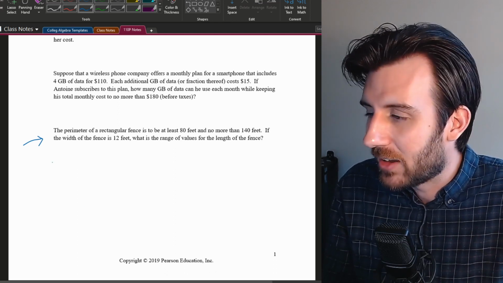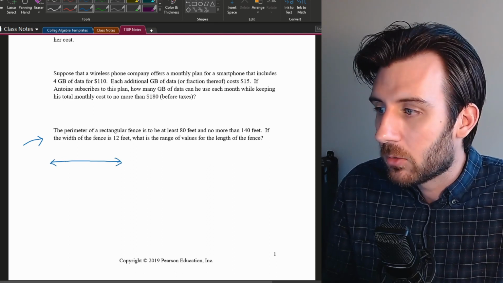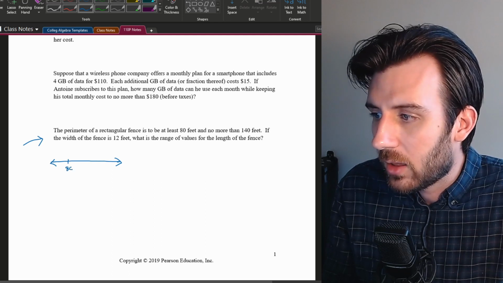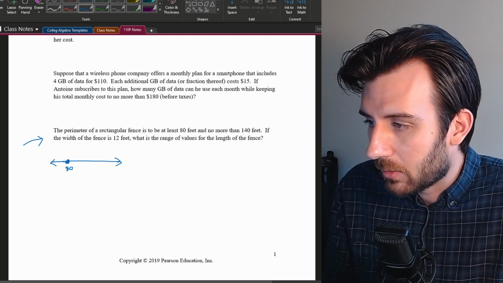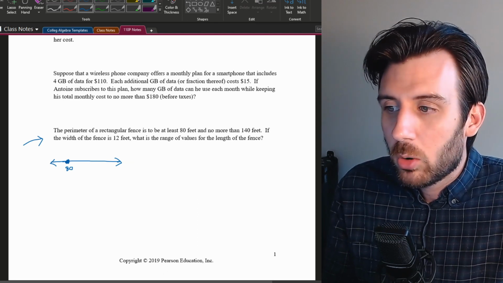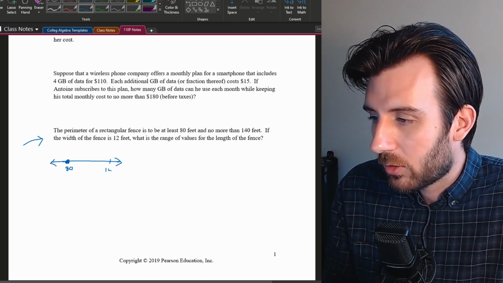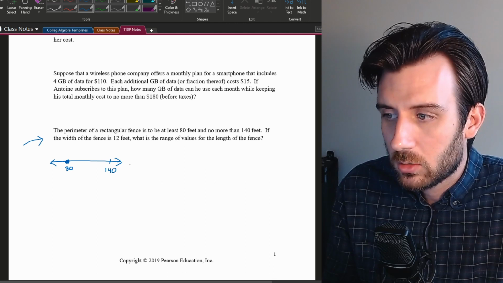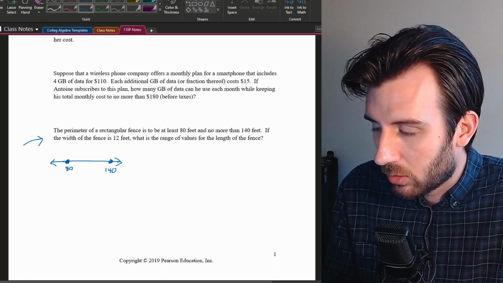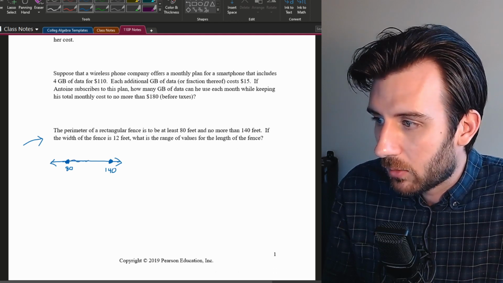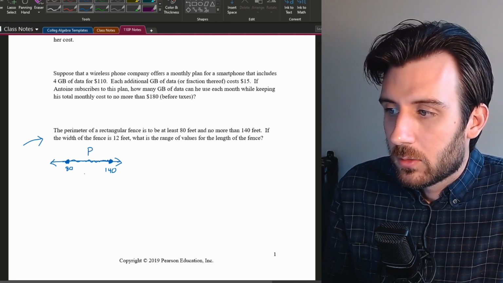Well, let me see if I can sketch that out with the same pictures I was playing with before. It needs to be at least 80 feet. So that means that 80 is my reference point. And is 80 at least 80? Yes. So that means I can include 80 as a solution. Okay, 80 is a solution. It can be no more than 140. Okay, so no more than 140. That means 140 is another reference point. Is 140 no more than 140? Yes. So that would also be a solution. And I'm talking about all of the numbers that are between there. So this is where the perimeter falls.